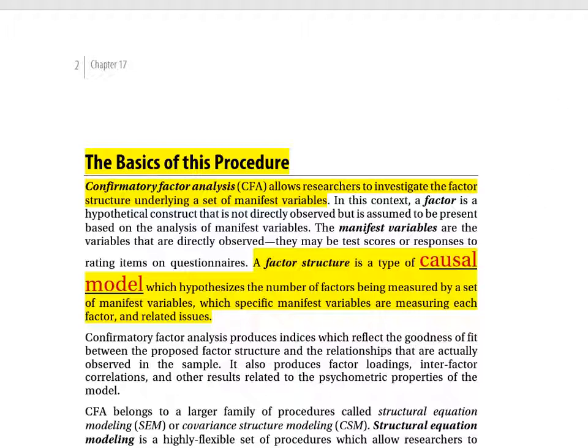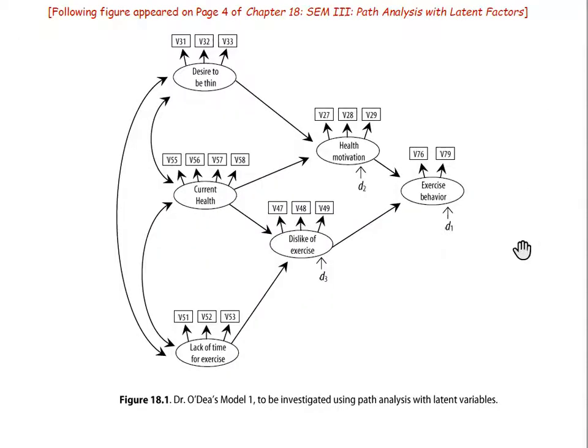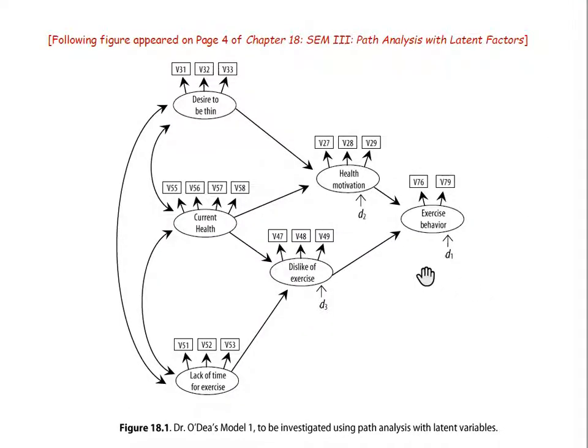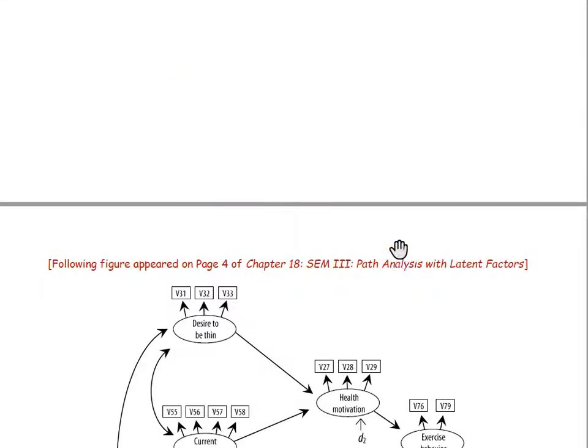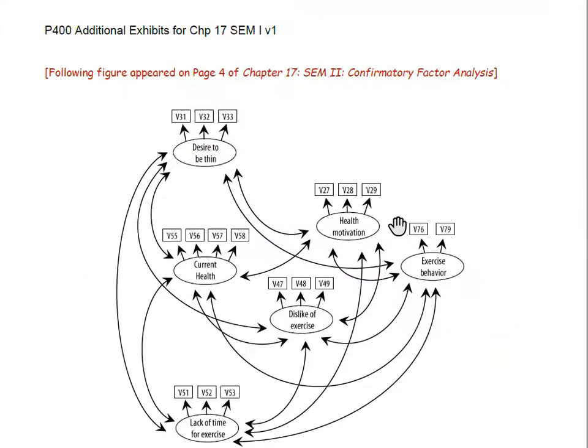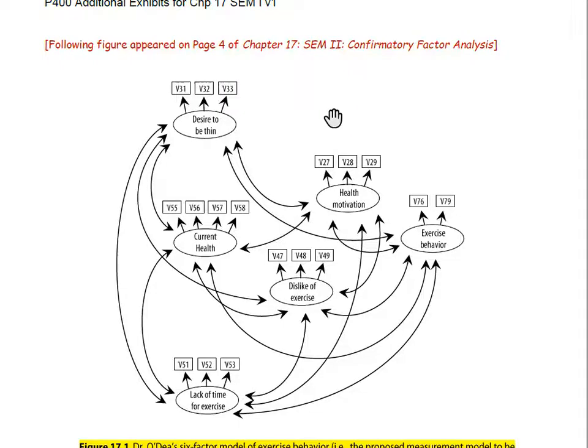As an example, if you're in my class, I will have sent to you something called Psych 400, Additional Exhibits for Chapter 17, SEM II, version 1. The following figure appears on page 4 of Chapter 17, SEM II, Confirmatory Factor Analysis. This is an example of a factor structure.